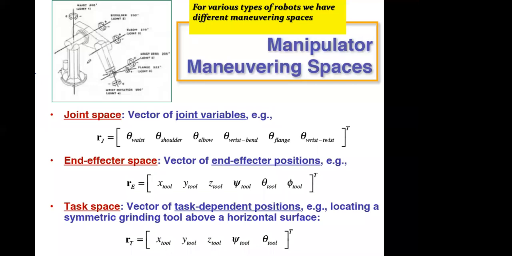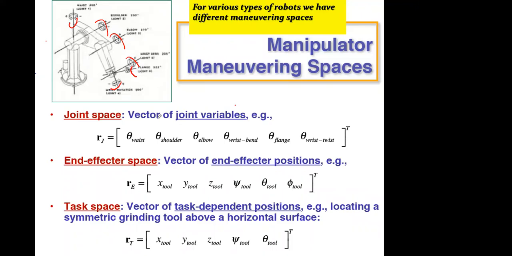You are seeing a robot figure here. This is how the kinematic analysis of the robot is performed. The robot kinematic analysis can be performed in the joint space, it can be performed in the end effector space, or it can be represented in the task space. So you can see what the joint space is. You can see here a few directions. This is the waist, and these are the different motions.